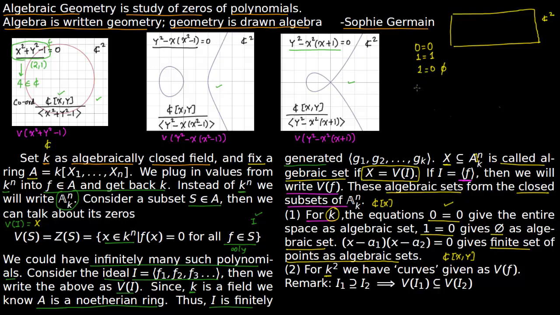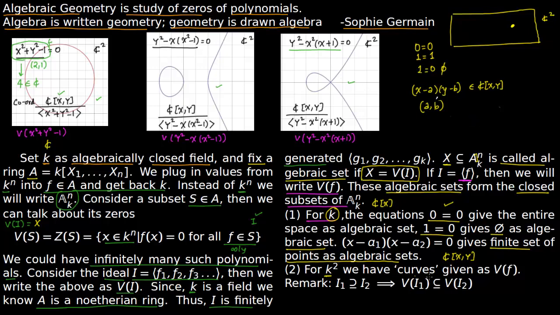Consider the line x minus a equals 0 and another line y minus b equals 0. Both these lines lie in C of x comma y, and their point of intersection is a comma b. So points are also algebraic sets. Later on we will see in the Nullstellensatz that the point a comma b corresponds to the maximal ideal generated by x minus a comma y minus b.